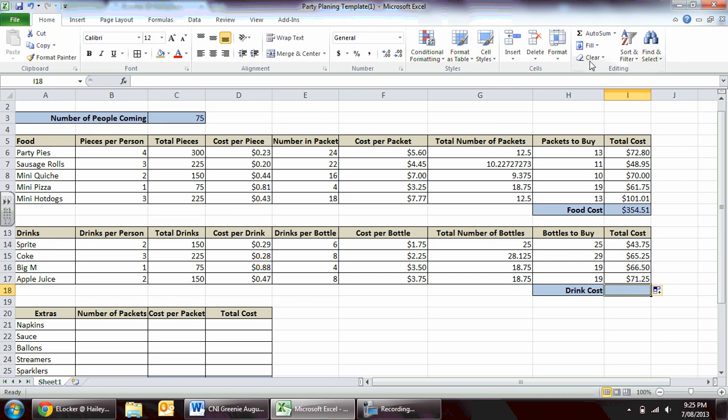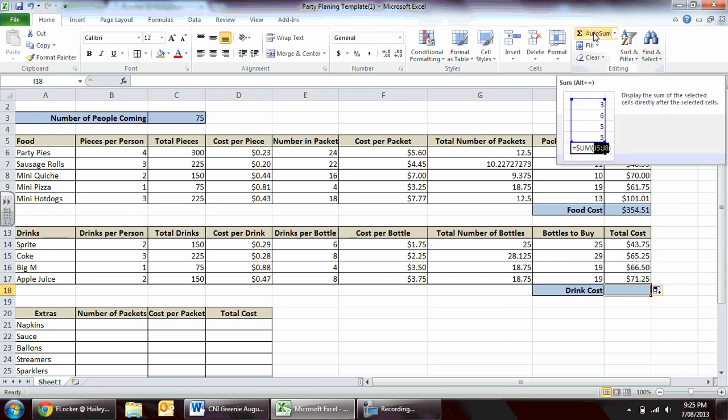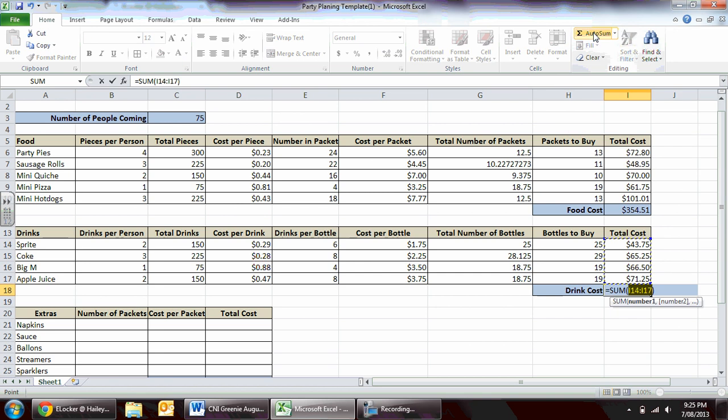Then I'm going to use the auto sum function again, just reminding you how to do that. Click in the cell, press the auto sum button, make sure it has added up or highlighted the right thing, which it has, then press enter. Right.